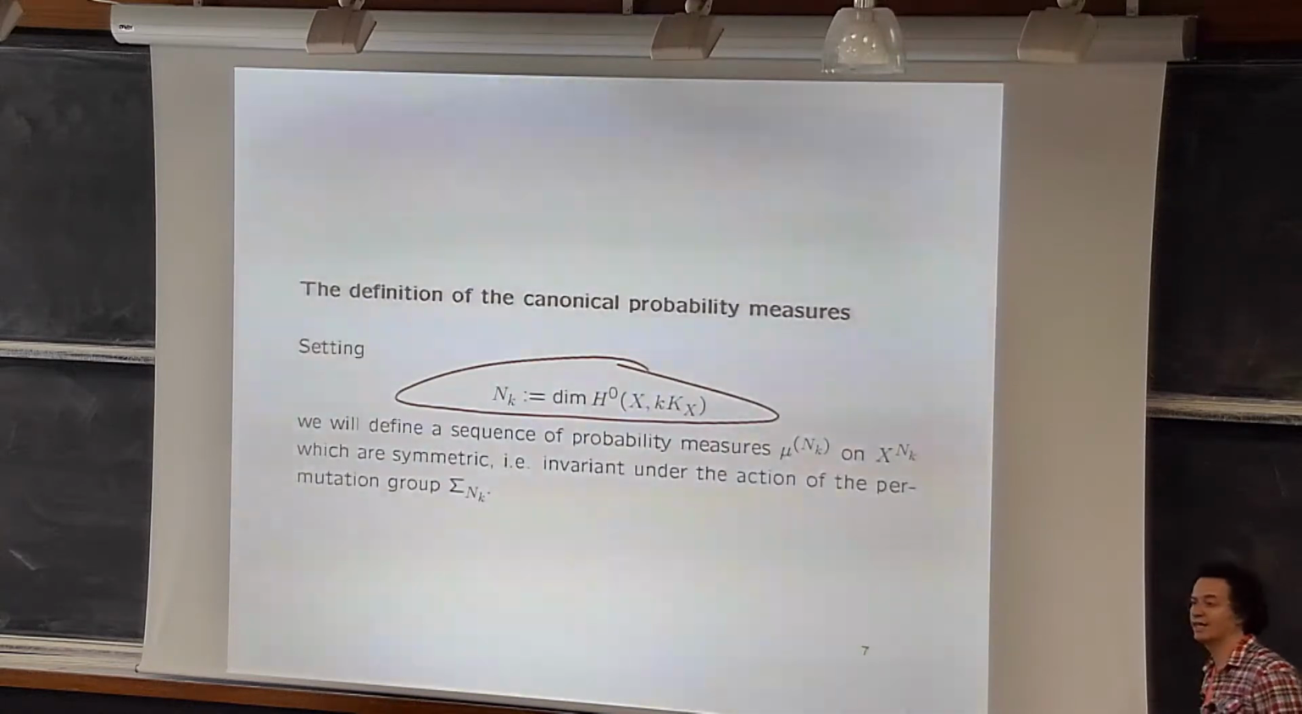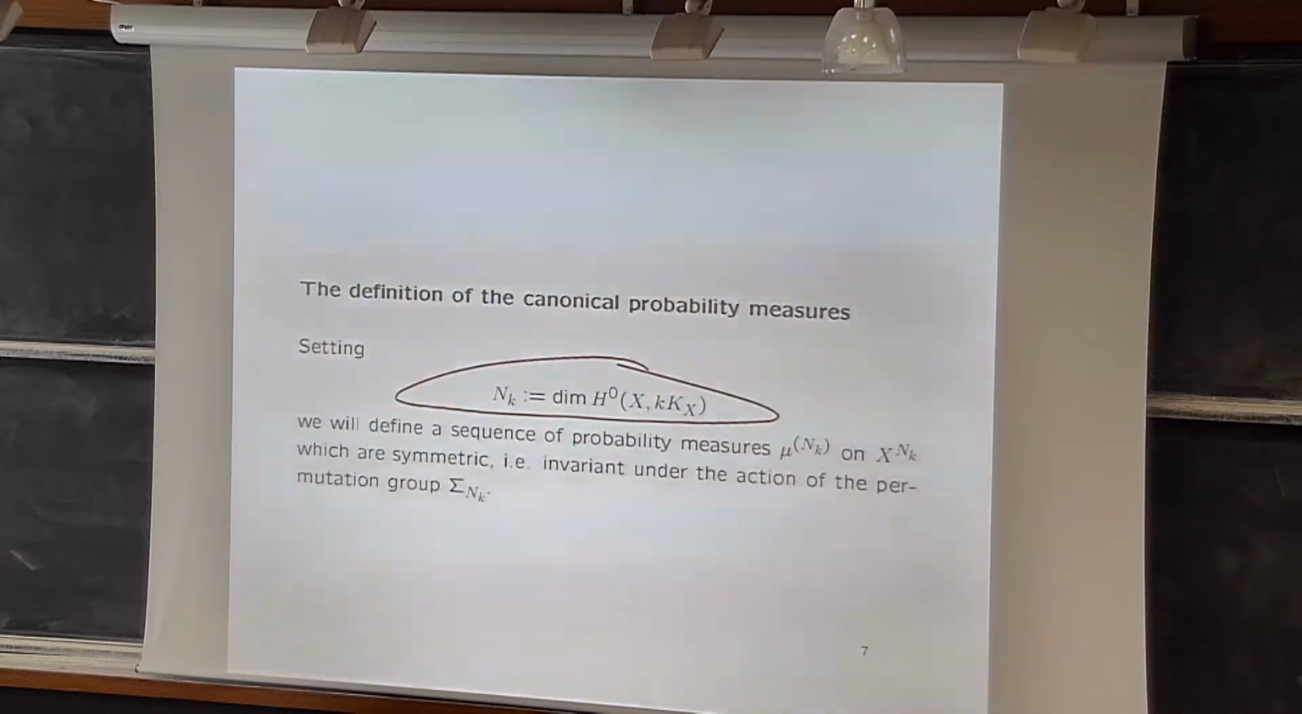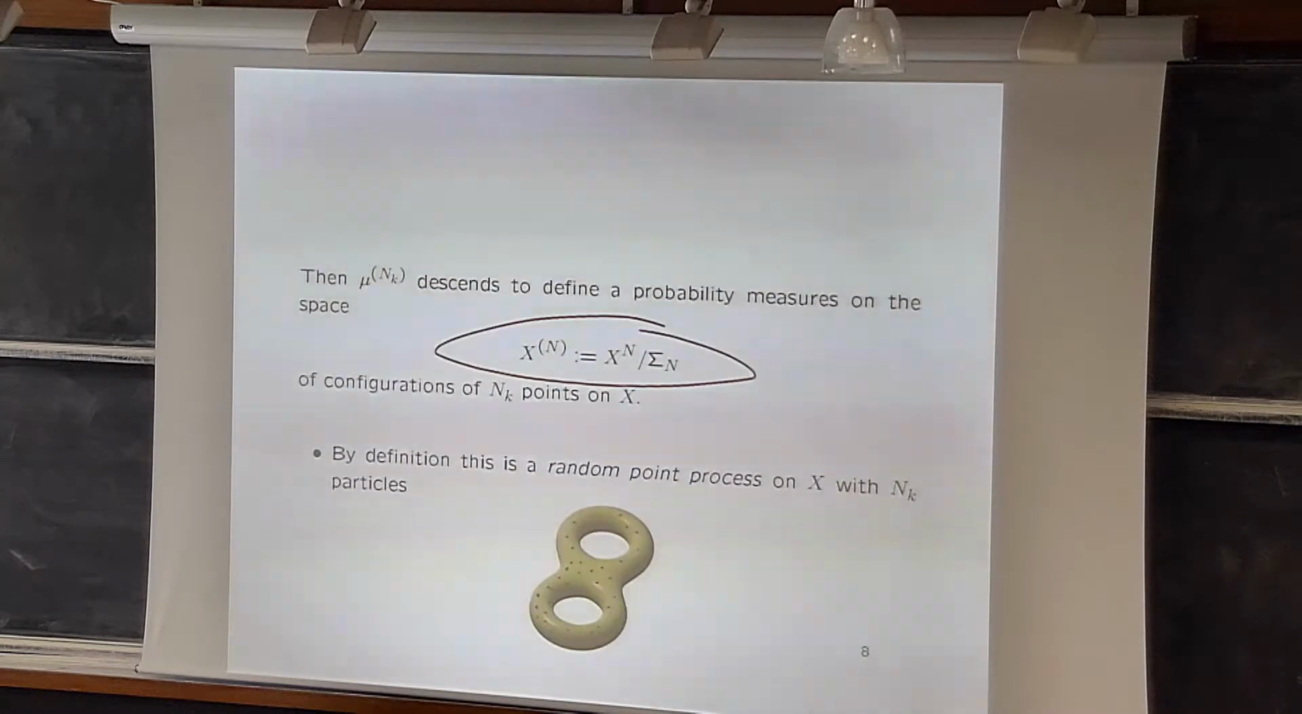So by definition, n_k tends to infinity. That's because the variety has positive Kodaira dimension. And the goal then is to define a sequence of probability measures on the n-fold products of X, which are symmetric. So that means that they are invariant under the permutation group. Because if we can do that, what it means is that the probability measure descends to the space of configurations of endpoints. What that means by definition is that we have a random point process with n particles. So we can sample particles by definition.